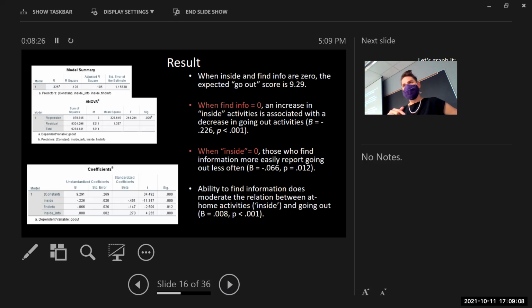So the difference between what we were saying in this model with an interaction in it and the model without an interaction is this red information. Now we have to be really specific about where within our x1 variable we're talking about when we're interpreting x2, and where within x2 we're talking about when we're interpreting x1. And the moderation interpretation of this interaction is ability to find information does moderate the relation between at-home activities and going out, 0.008.